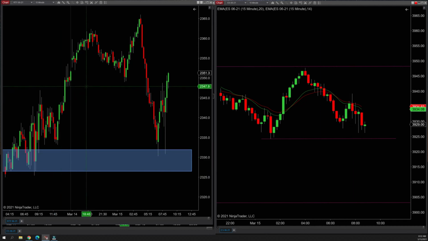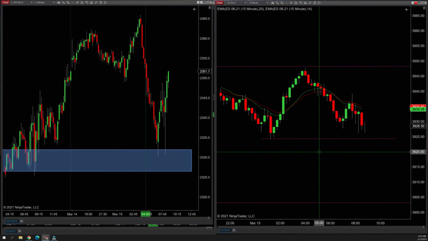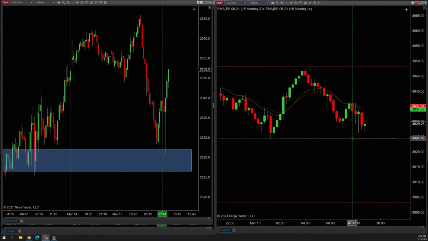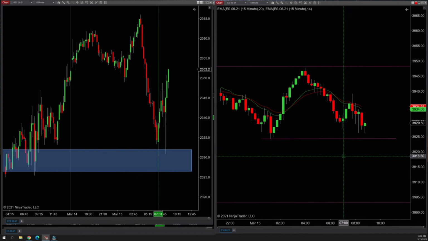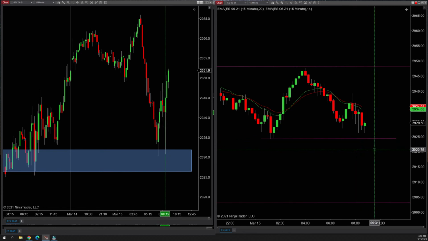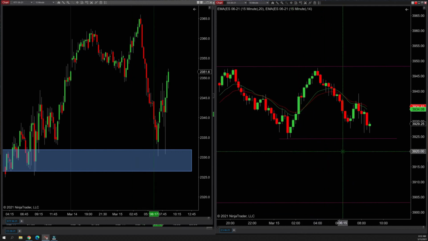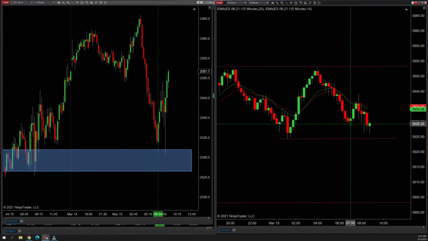Now, Russell's pushing through resistance. So does that reduce the probability of a short trade in the ES down here? Absolutely. Does it increase the probability of a long trade? Yes. For persons who wanted to take this trade, you'd be going long. You can go long now.